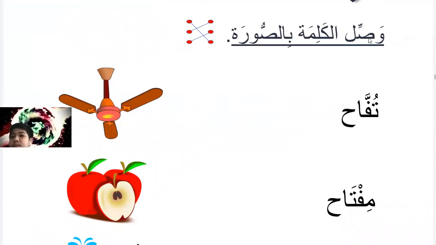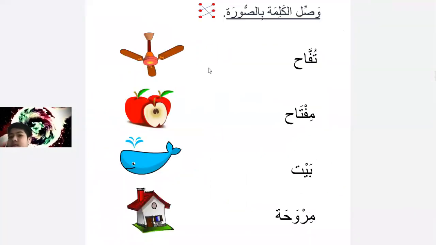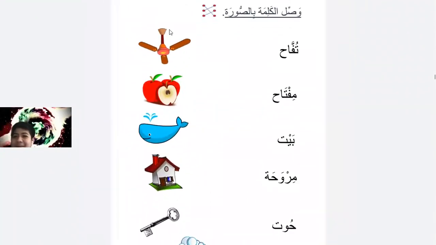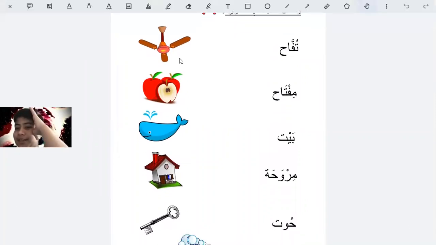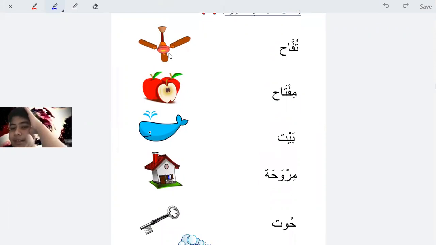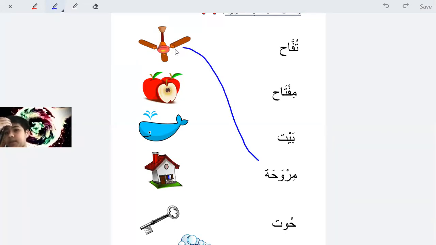Wassil al-kalima bil-sura. Join the word with the picture. So here we will join them. So tell me for this picture. What is the name of the first picture? First, tell me about fan. What is the word for fan in Arabic? Mirwaha, okay? Mirwaha. Next.